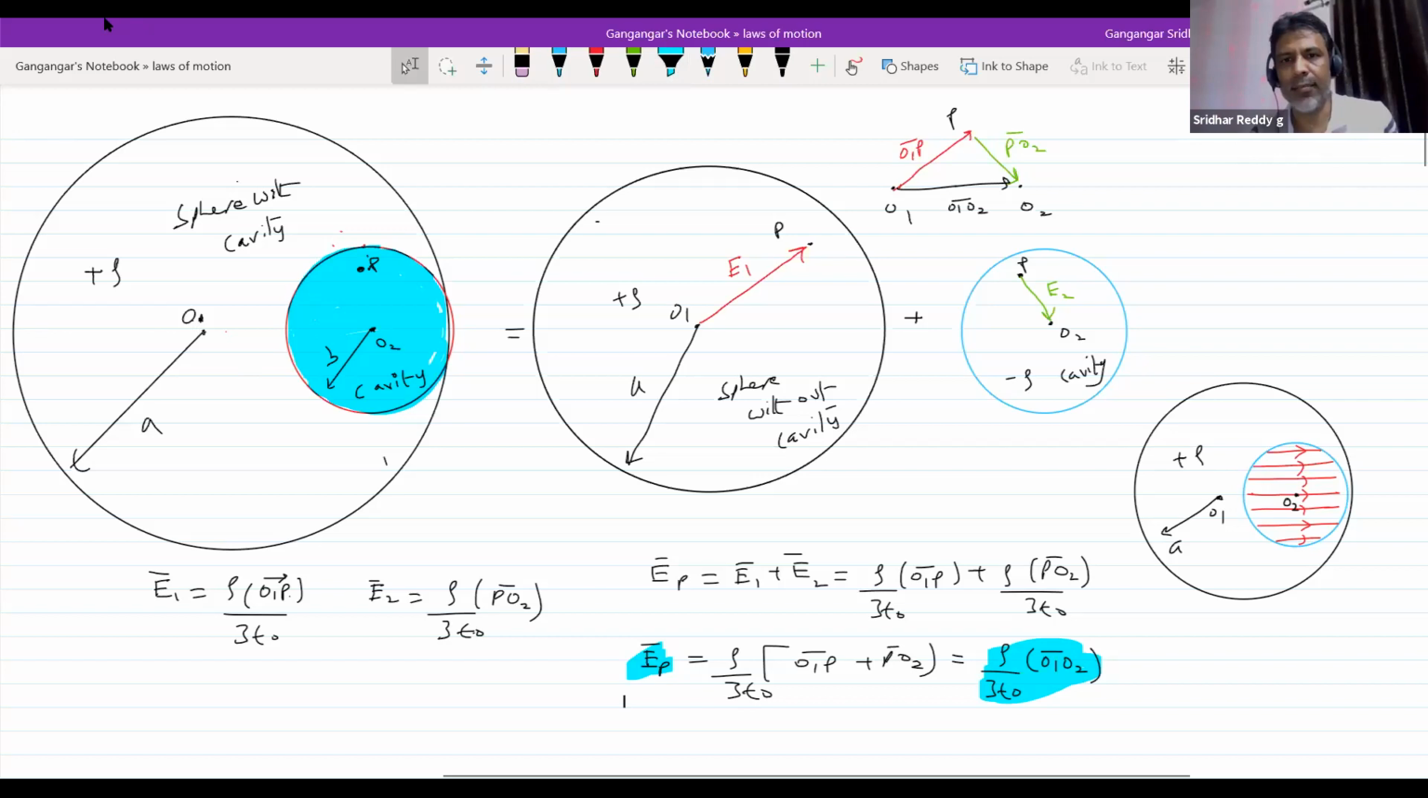Just see once. Whenever a cavity comes, you can use this particular method. How to calculate potential? Again, the same superposition principle. In this diagram, calculate the potential inside the solid sphere. Then in this second diagram, calculate the potential at point P due to minus density, where the sphere is in the cavity. Then add up V equal to V1 plus V2, you'll get the potential, anywhere outside or inside.